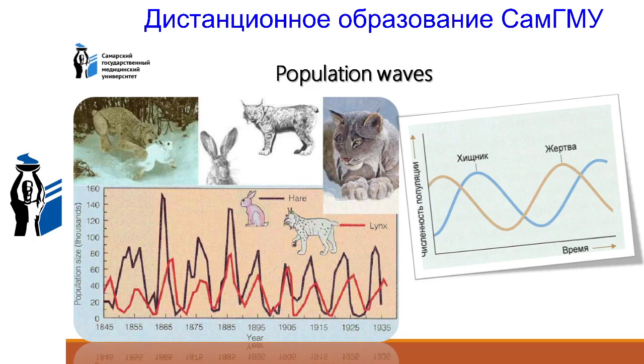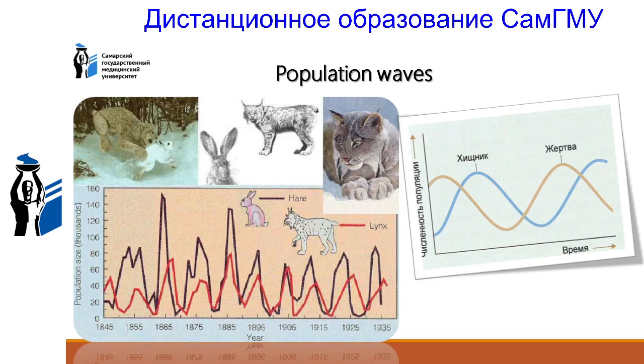From 10,000 to 100 individuals. Therefore, population waves are dangerous for the survival of small populations. The evolutionary significance of population waves is reduced to random changes in the concentration and frequency of various alleles and genotypes contained in the population.